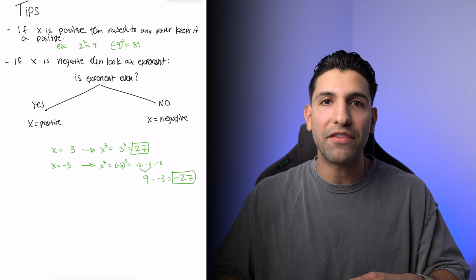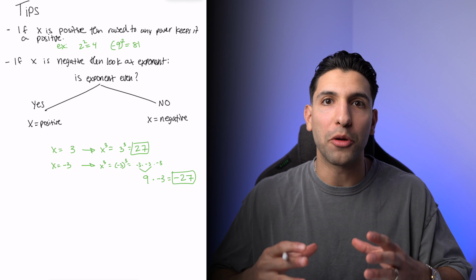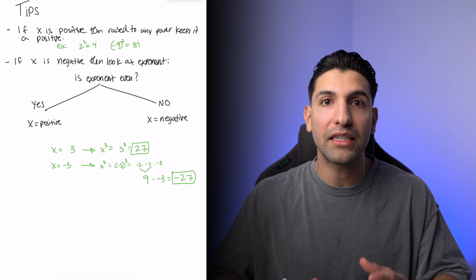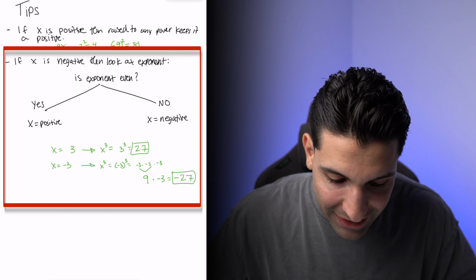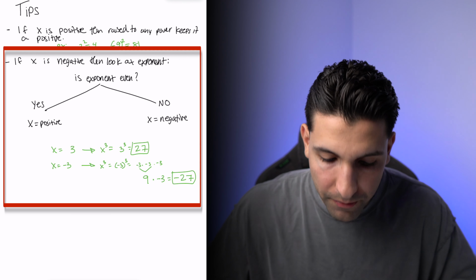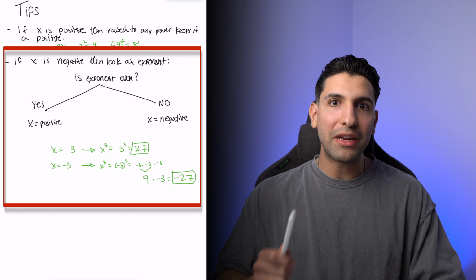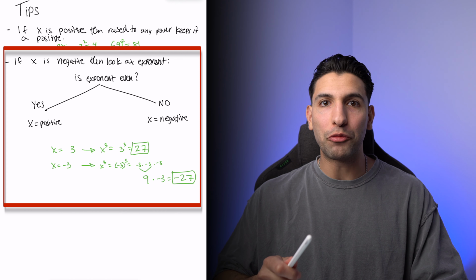Anything raised to an even power always makes the final answer positive. It could be negative 1 million to the 4th power, the final answer will be positive. If x is negative, then look at the exponent. Is the exponent even? Yes, then your final answer will be positive.